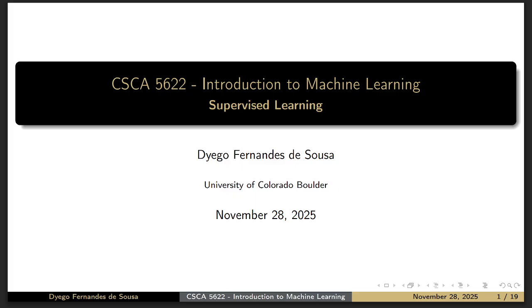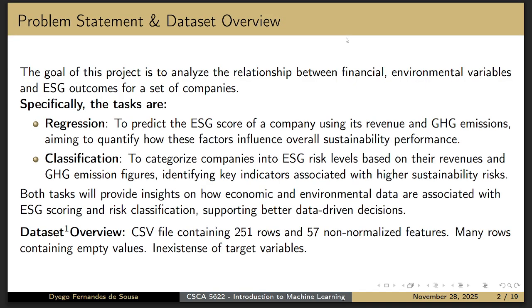This is Diego Souza speaking, and this is my final project for CSCA 5622, Introduction to Machine Learning, Supervised Learning, with University of Colorado Boulder. The idea of this project and the goal is to showcase the techniques we've all learned during the course, the lectures, and all the exercises, and at the end produce in my case, two different models, one for regression and one for classification. The regression one will be predicting something called ESG score.